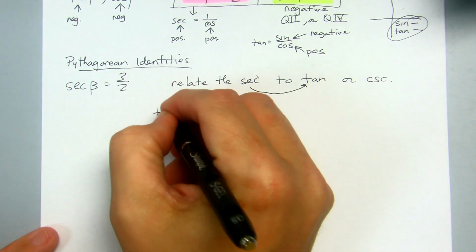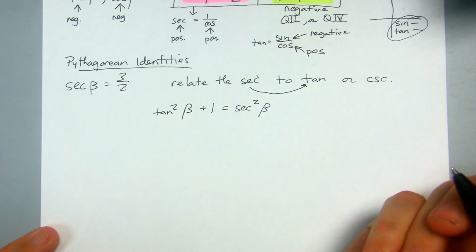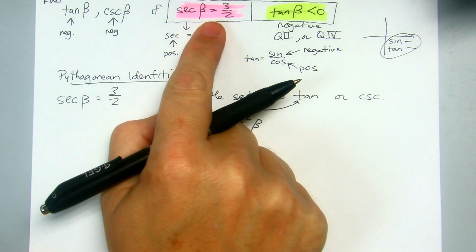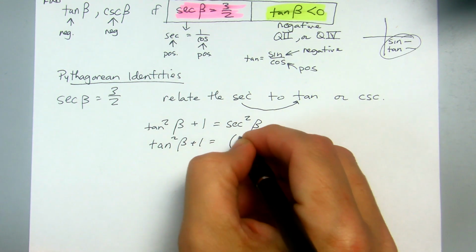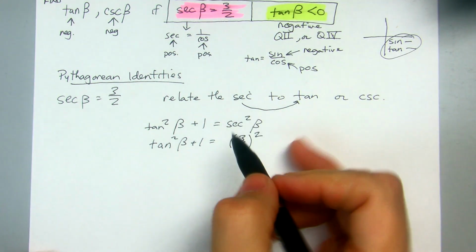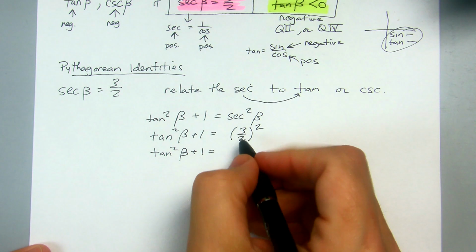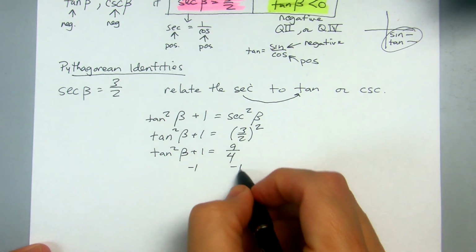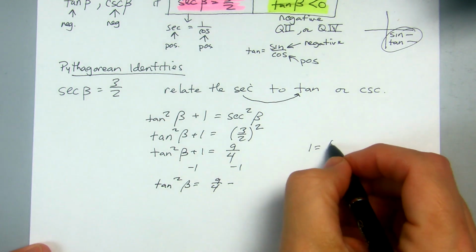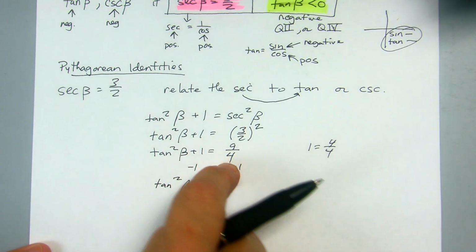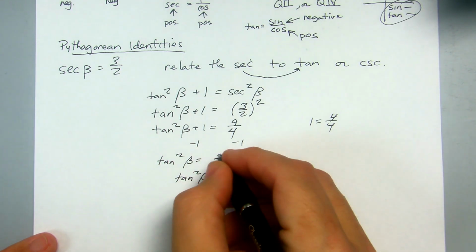So tangent squared of beta plus 1 equals secant squared of beta. What I know is that the secant of beta is equal to 3 halves, so I'm just going to sub that in. Tangent squared beta plus 1 is equal to 3 halves squared. So solve this. Tangent squared beta plus 1 is equal to 9 fourths. Let's subtract the 1 from both sides. So the tangent squared beta is 9 over 4 minus 1, and since it has a denominator of 4, I'm going to subtract 4 over 4 from this. So tangent squared beta equals 9 minus 4, which is 5 over 4.